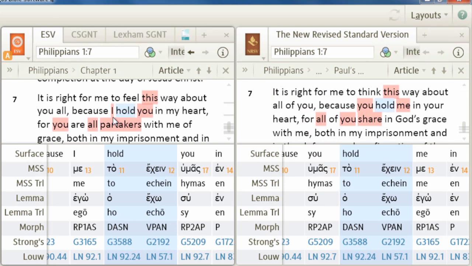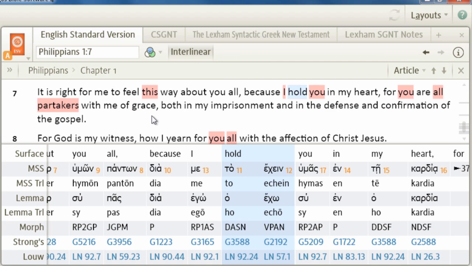Take, for example, the difference between the English Standard Version and the New Revised Standard Version in Philippians 1:7. In the ESV, Paul is the subject of the verb, and the Philippians are the object. Because I, Paul, hold you, Philippians, in my heart. But in the NRSV, it's just the opposite. Because you, the Philippians, hold me, Paul, in your heart. So how would you account for the differences between these two translations? Well, it has to do with the accusative subject of the infinitive. Let me close the New Revised Standard Version and just focus on the English Standard Version.